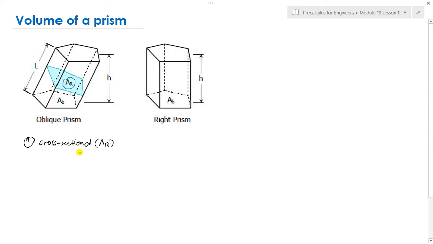Now, cross-sectional area is defined as the area that is perpendicular to the side. For an oblique prism, the side is slanting. That's why we also have this new height here in terms of this slanting side. We call that one the lateral side. So the cross-sectional area is an area that is perpendicular to the lateral side, and that is represented by L in the figure.